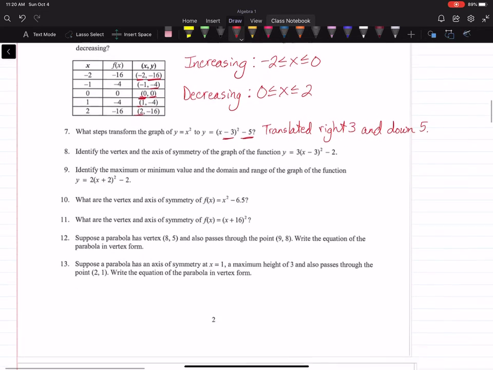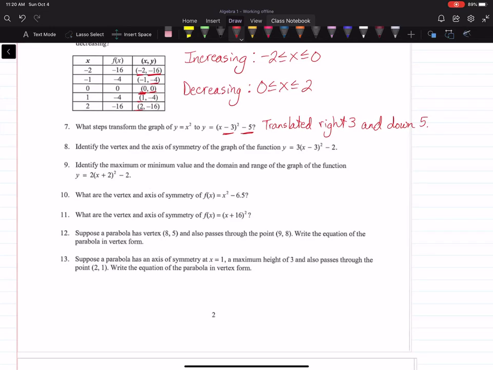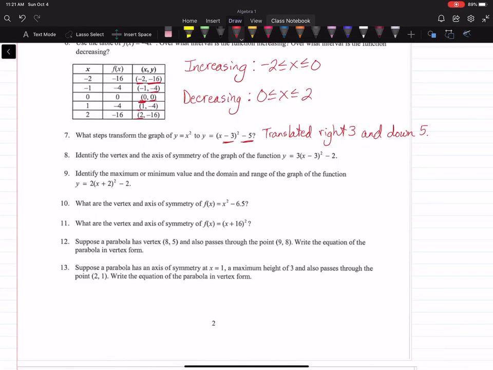Number 8, identify the vertex and axis of symmetry of the graph of the function y equals 3 times (x - 3) squared - 2. The formula for standard form is what they've given us here.